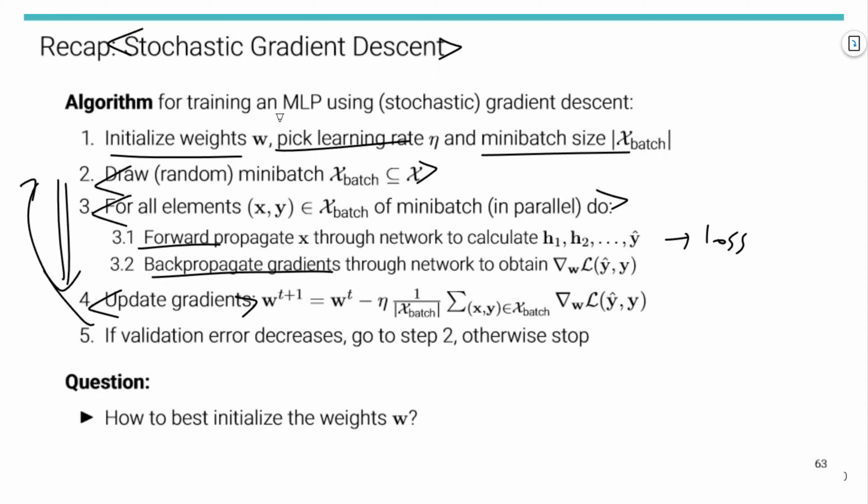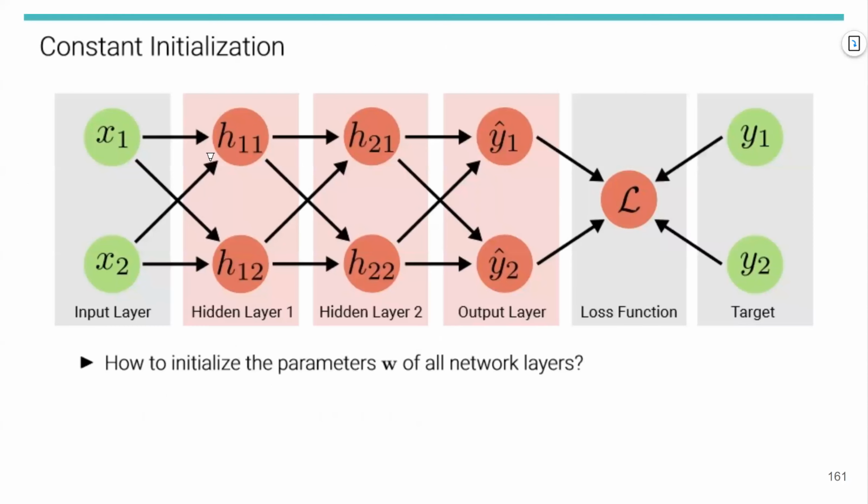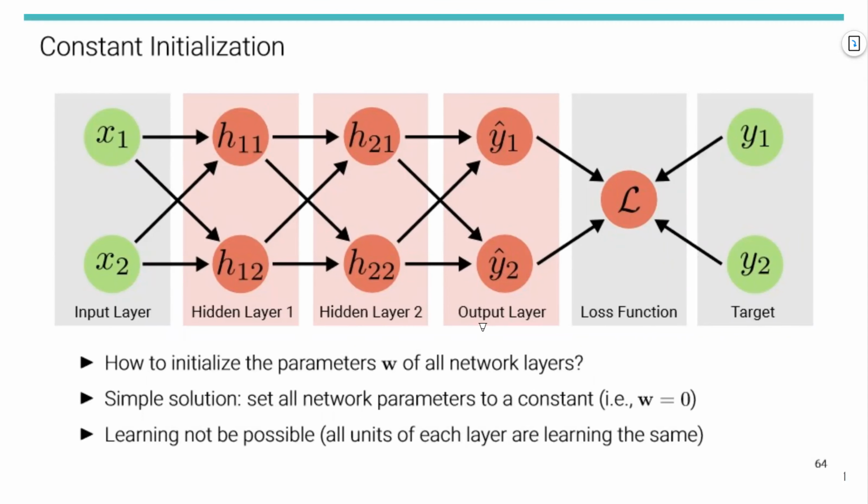Up to this point, we've discussed mini batch size and other factors, but we never discussed how we choose the initial weights. How do we initialize the weights for our models? The simple solution is, what about setting all network parameters to a constant, for example, 0? What happens in this case?